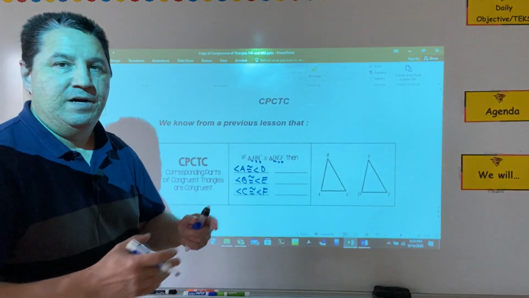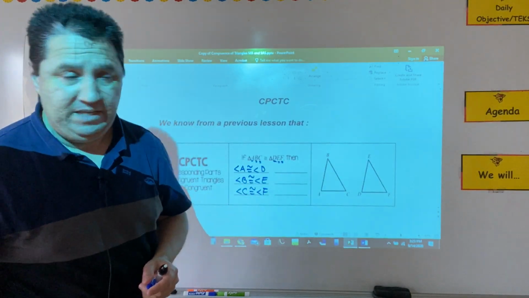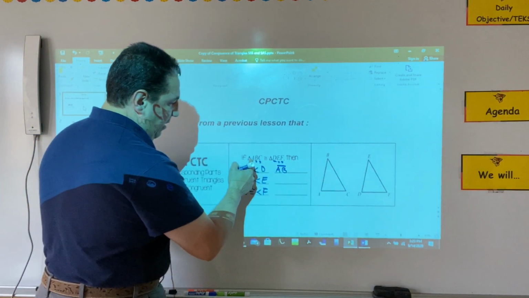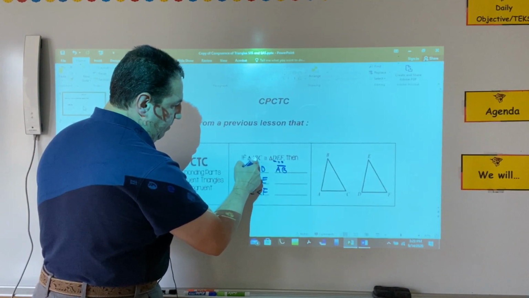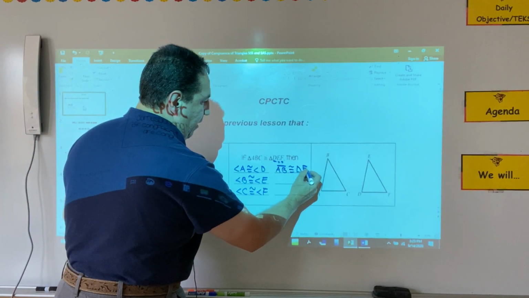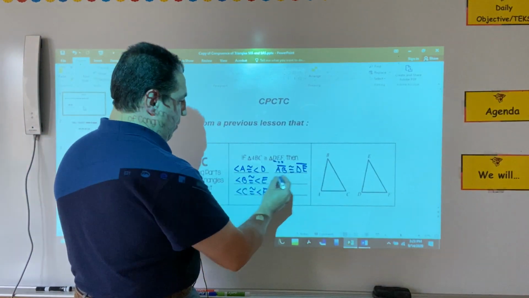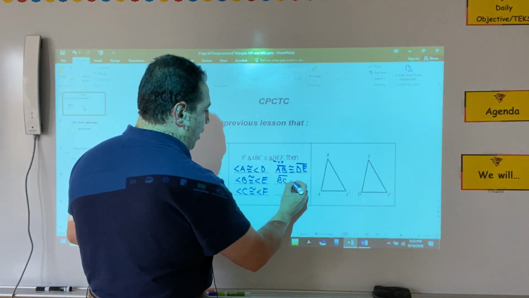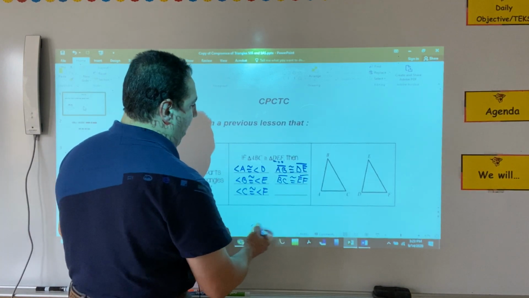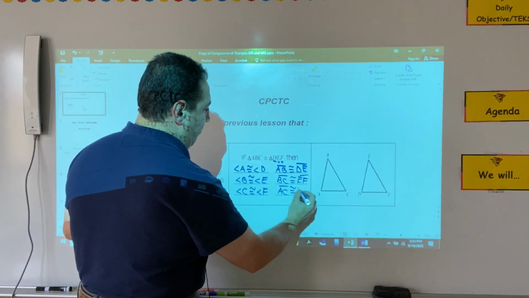We also have 3 congruency statements for sides. So we have side AB congruent to side DE. We look at the corresponding position. Also, BC congruent to EF. And the last one, AC congruent to DF.